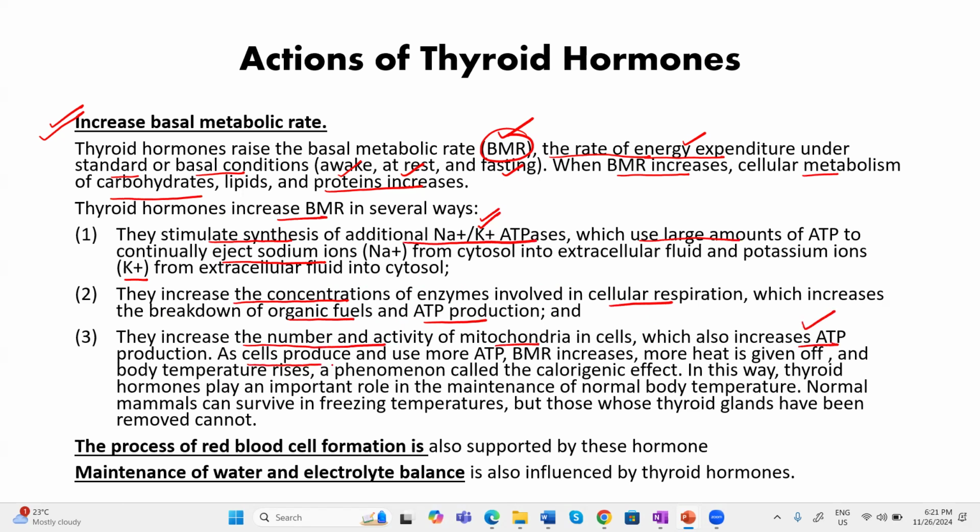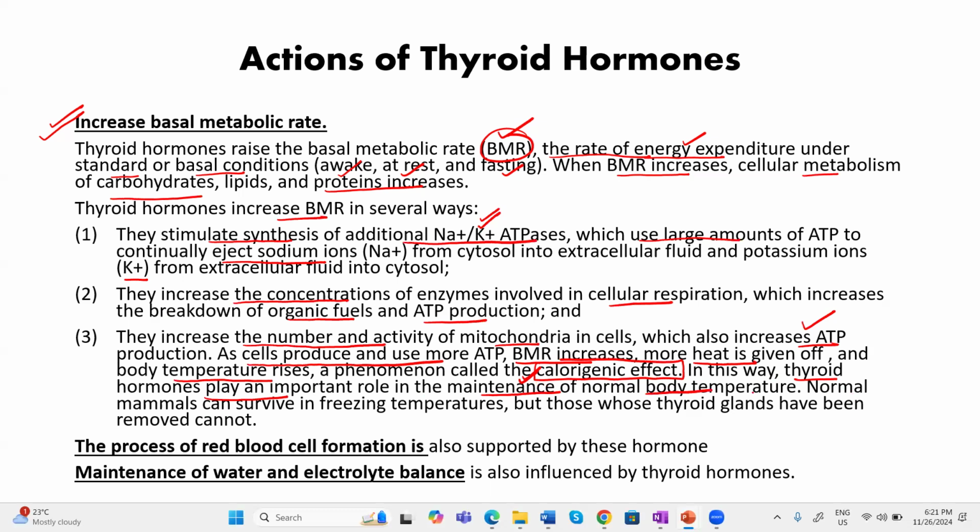So when the cell produces and uses more ATP, BMR is increasing, more heat is given off, and body temperature increases. We say that is a calorigenic effect of the thyroid hormone. Is it clear? We call this effect the calorigenic effect. In this way, thyroid hormone plays a very important role in maintaining normal body temperature.